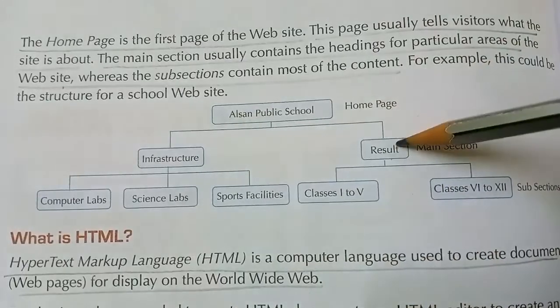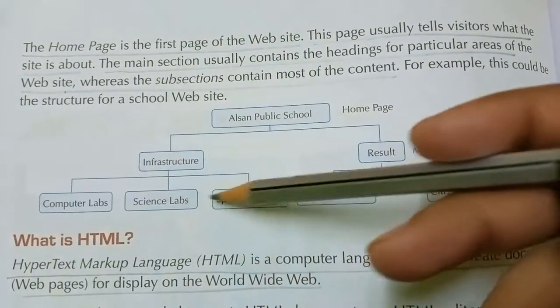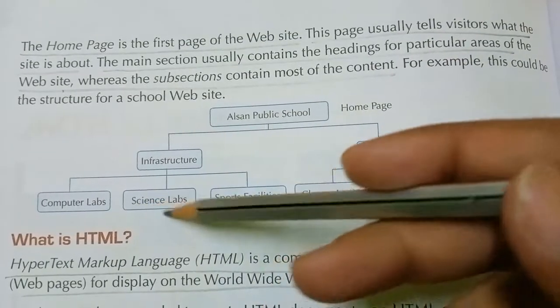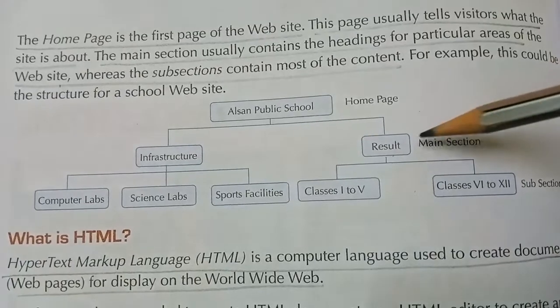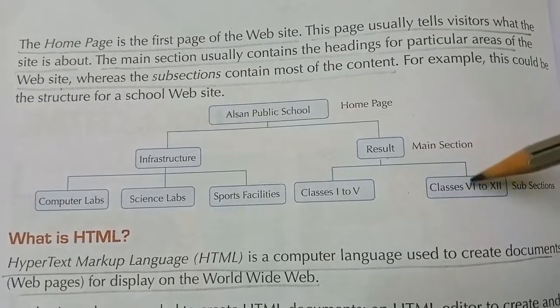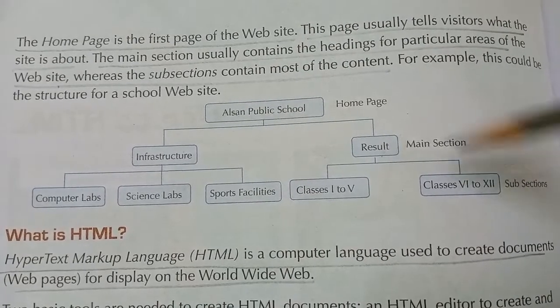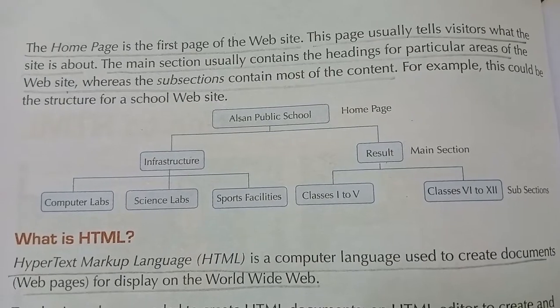So here two main topics are given in the main section, and inside these main topics, in the subsection, that means information is given about the computer lab, science lab, sports facility, and in results, for classes 1 to 5 you will get the result, and from 6 to 12 you will get the result. So in this way websites are created. This is the structure of a website.